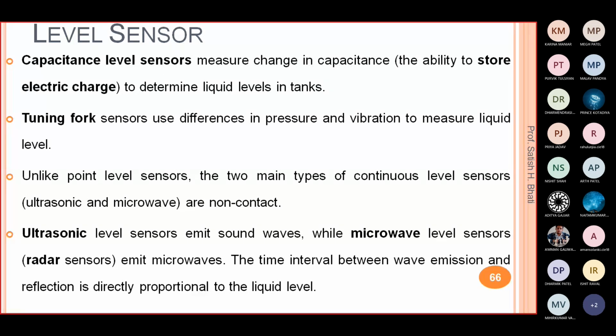Then as I told, for the non-contact type of level sensor, we have the ultrasonic level sensor and the microwave level sensor, right? So what is the difference? The ultrasonic level sensor will generate sound waves or ultrasonic waves, and the microwave level sensor will generate microwave signals. These microwave level sensors are also known as radar sensors.